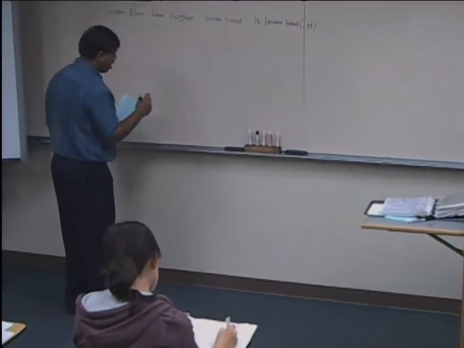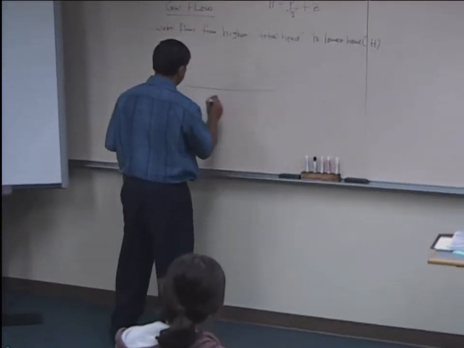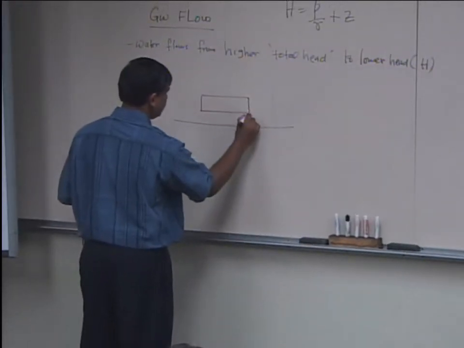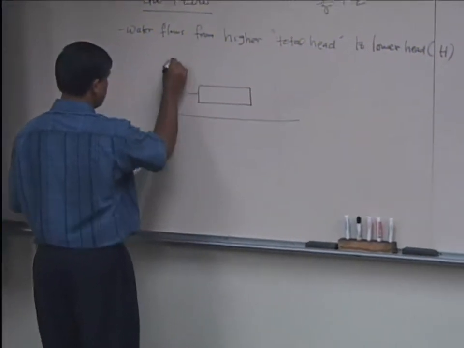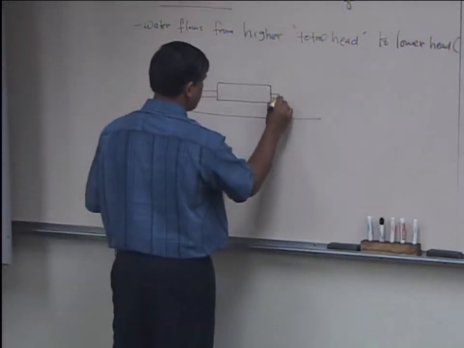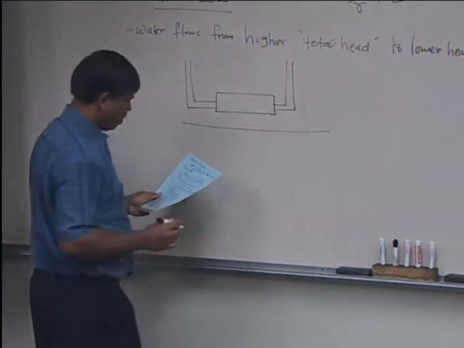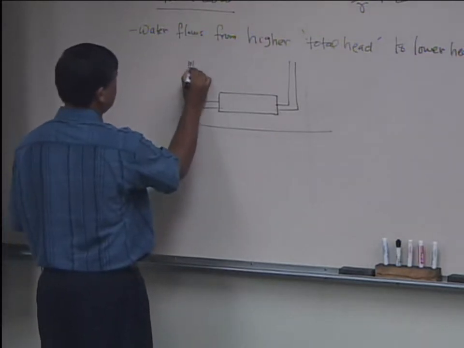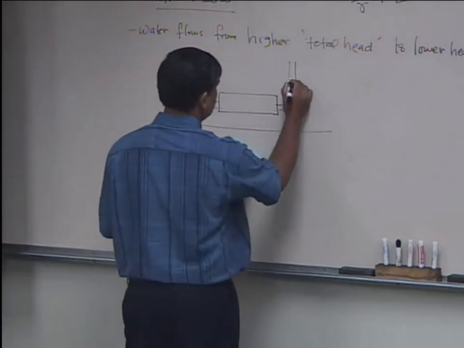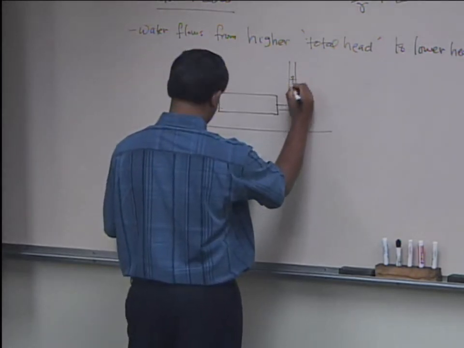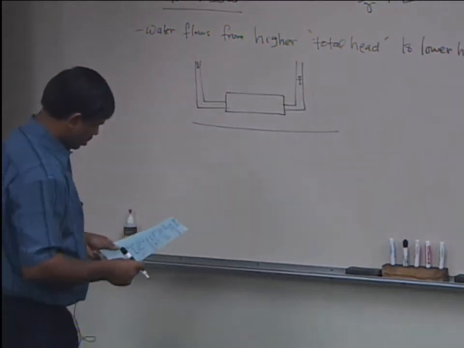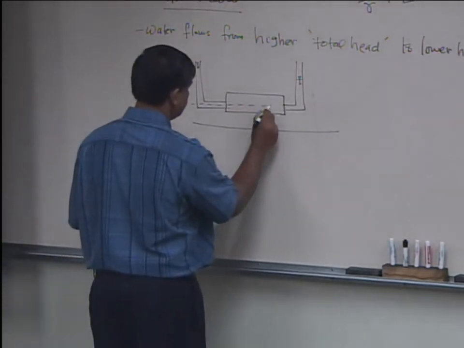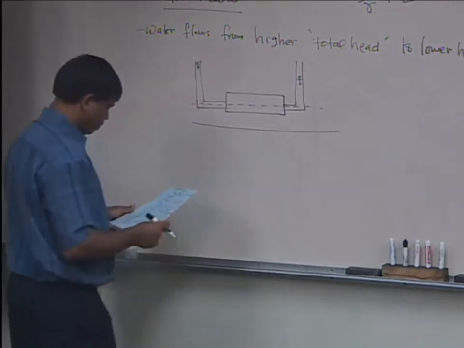Let's say I have a lab, and this is my lab floor. I've got a soil column, and there is an outlet. Now the water level here is this much. The water level here is this much. And I will put some numbers.